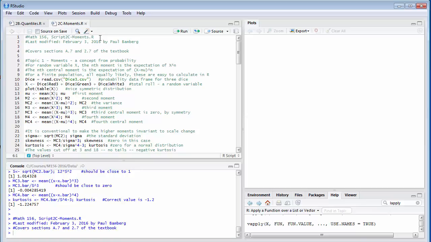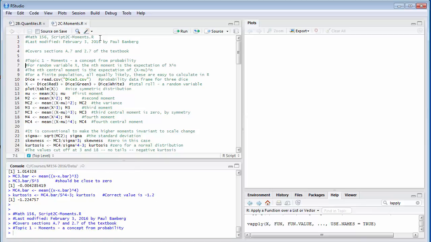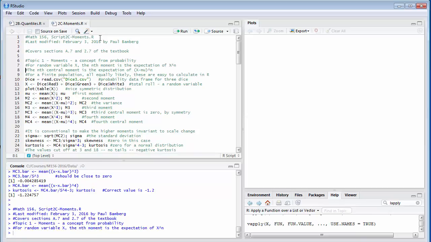Let's start with moments of a distribution. This is a probability concept. For any probability distribution, you can calculate the moments, which are the expectations of the various powers of the random variable. The nth moment is the expectation of x to the n. If you subtract off the expectation before raising to the nth power, you get the nth central moment, which is what's usually of more interest.